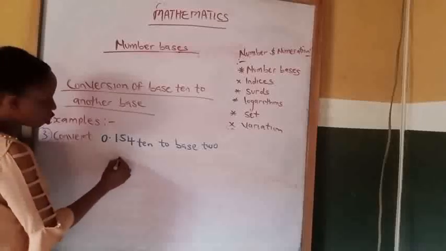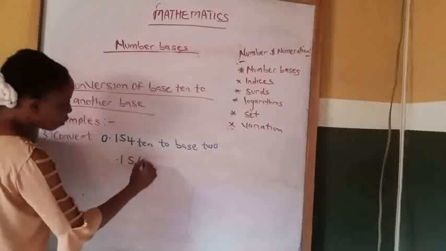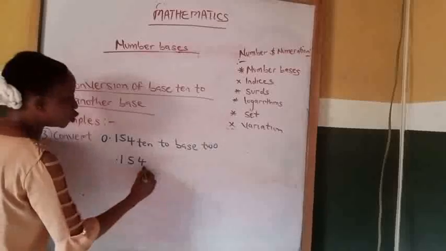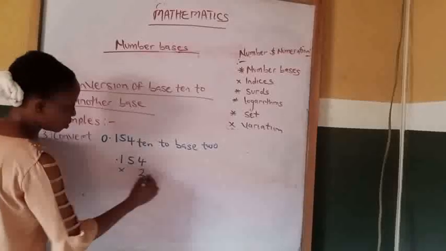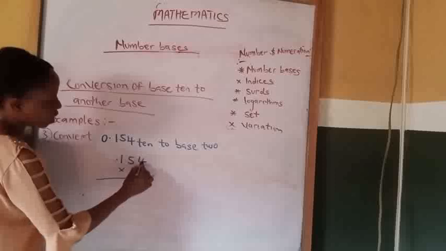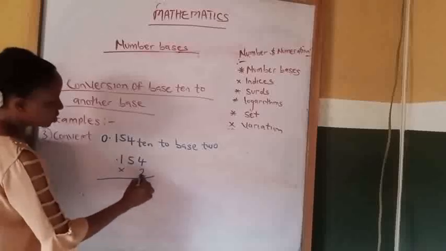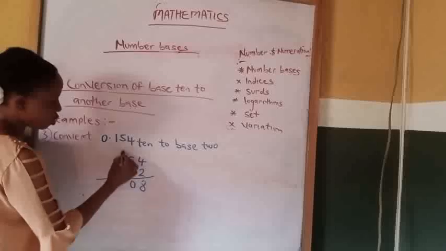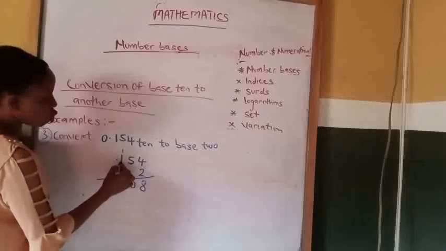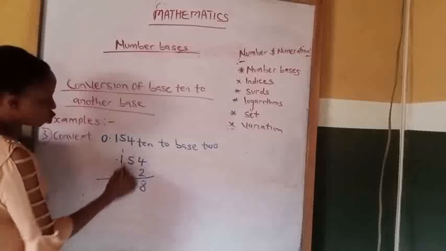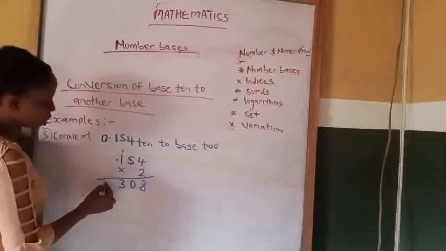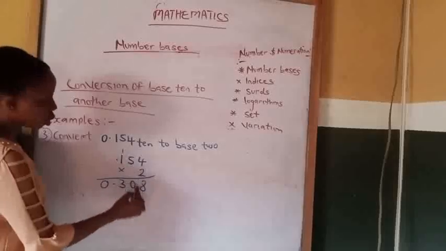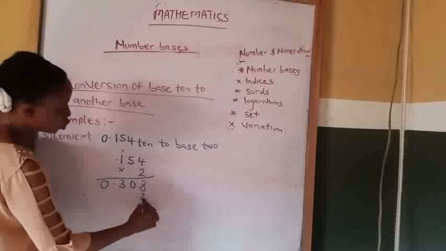So 0.154, you multiply it by the new base, that is base 2. 2 times 4, 8. 2 times 5, 10, 0 carry 1. 2 times 1, 2 plus 1, that is 3. Remainder 0. So you multiply by your base 2 again.